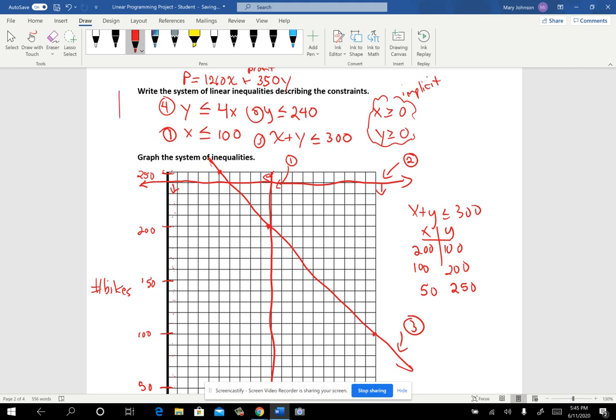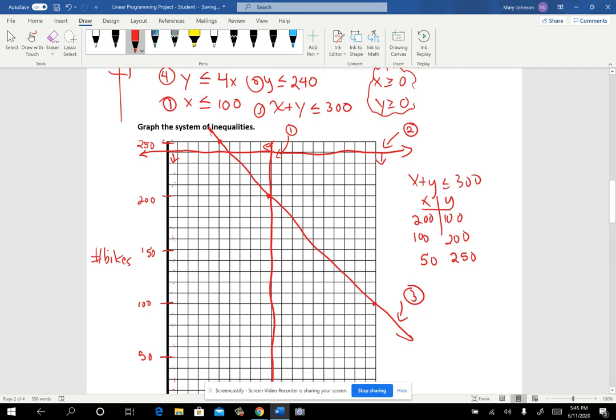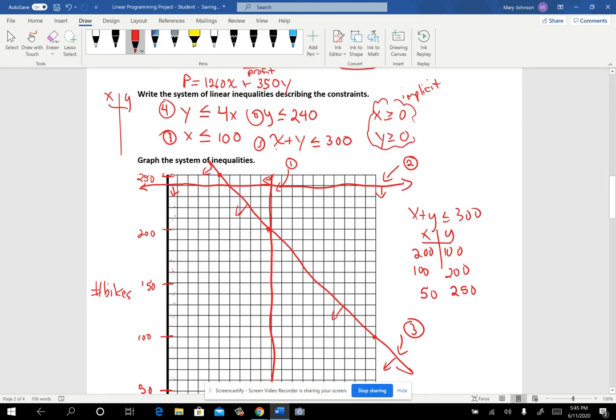Okay, so Y less than or equal to 4X. I want to graph the line. Oh, I should have finished this one. And then I really want X plus Y to be less than or equal to 300. So I want the ordered pairs to add up to be something less than 300. They would have to be below this line for that to be the case. Okay. All right, now Y less than or equal to 4X.